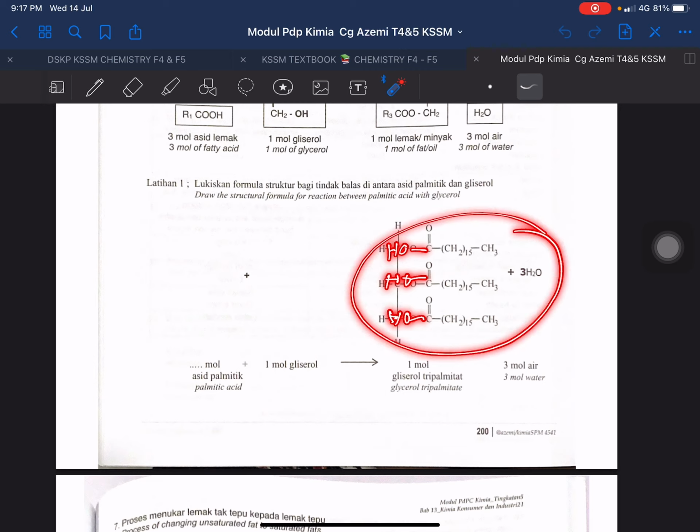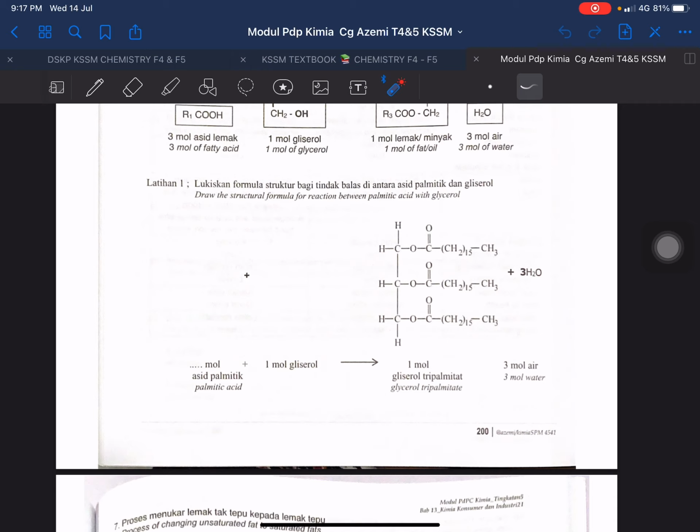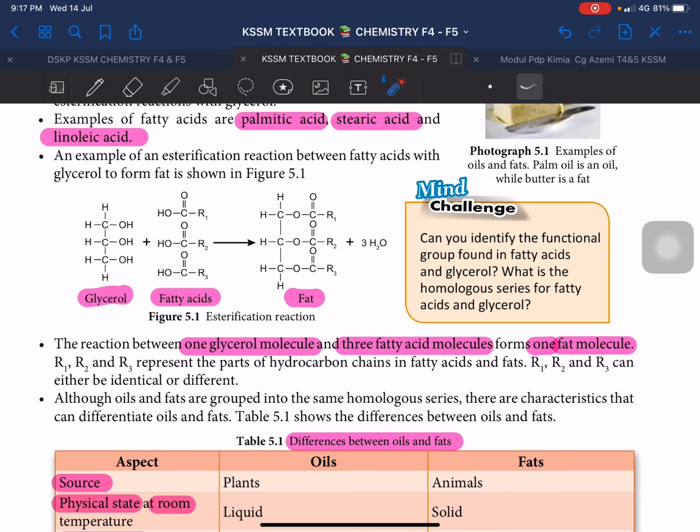So you just draw it again here: 3 mol of palmitic acid. Because to form ester, which is glycerol tripalmitate, we remove one H from the glycerol, and also this H, and we remove OH from the carboxylic acid, then it becomes this. So you separate them first. Later you do this exercise. So this is the drawing of the esterification reaction, alright?